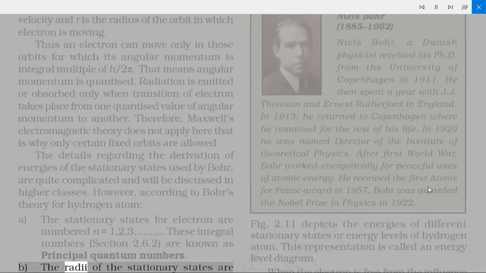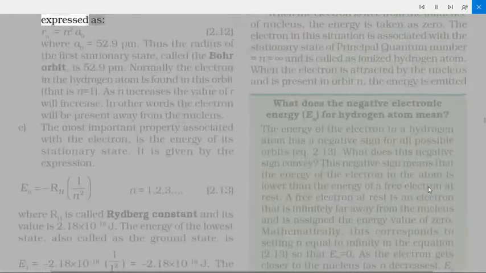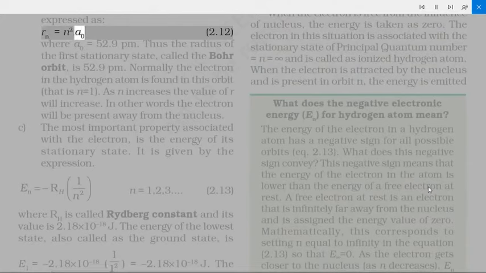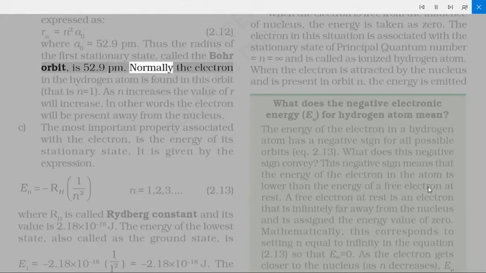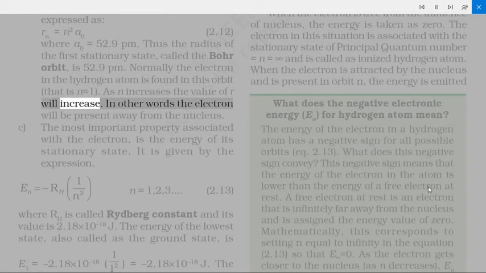The radii of the stationary states are expressed as rn = n²a0, where a0 is equal to 52.9 pm. Thus the radius of the first stationary state, called the Bohr orbit, is 52.9 pm. Normally the electron in the hydrogen atom is found in this orbit, that is n = 1. As n increases, the value of r will increase. In other words, the electron will be present away from the nucleus.